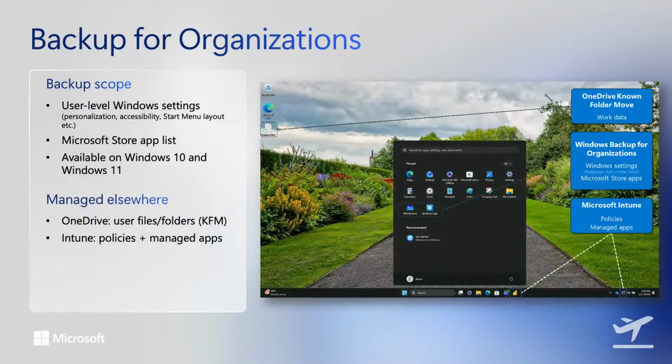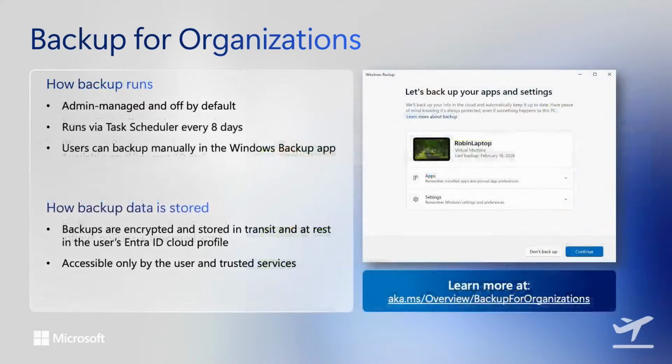The backup scope for backup for organizations includes user-level Windows settings, such as personalization, accessibility, and the Start menu layout. It also includes the user's Microsoft Store app list. Backup is available on Windows 10 and Windows 11. To complete the backup story, files and folders can be restored using OneDrive's KFM, and policies and managed apps can be restored using Intune. Backup for organizations is admin managed and it is off by default.